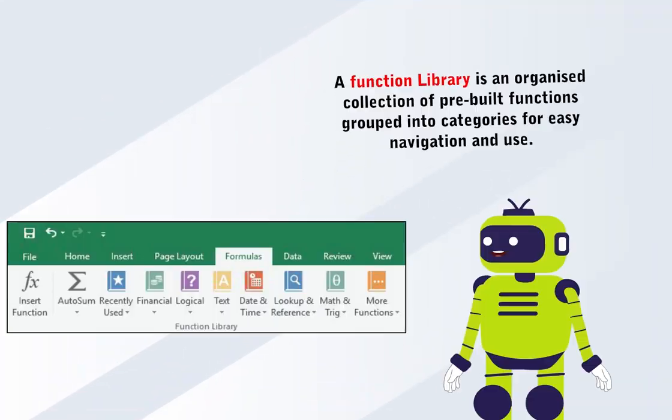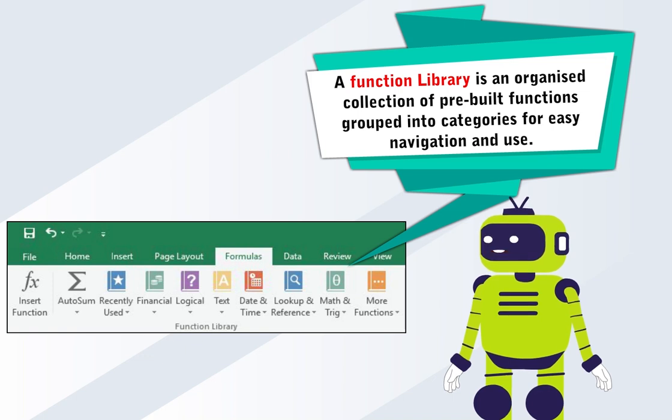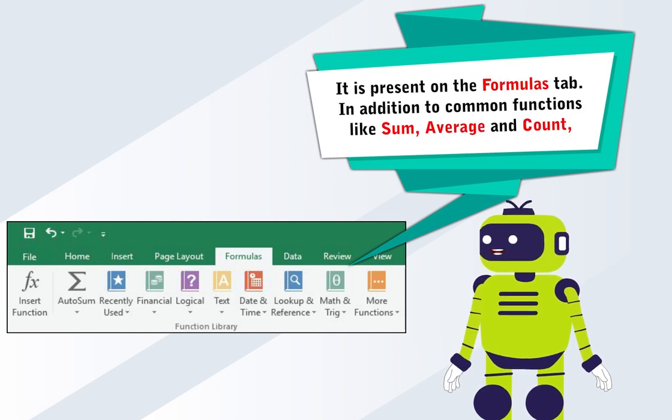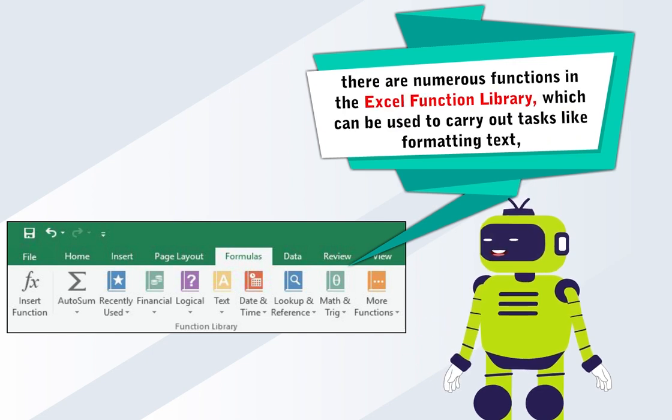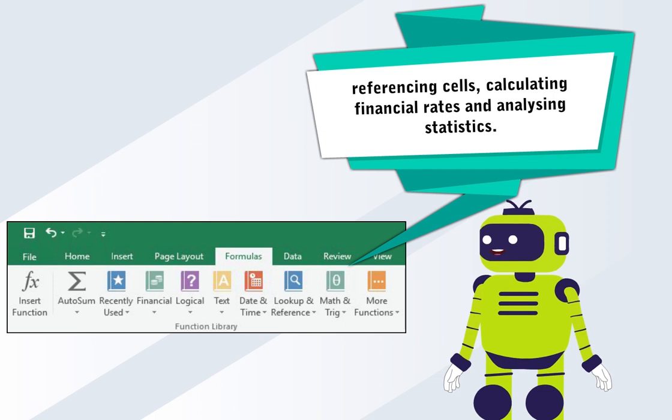Function Library. A function library is an organized collection of pre-built functions grouped into categories for easy navigation and use. It is present on the Formulas tab. In addition to common functions like SUM, AVERAGE, and COUNT, there are numerous functions in the Excel Function Library, which can be used to carry out tasks like formatting text, referencing cells, calculating financial rates, and analyzing statistics.